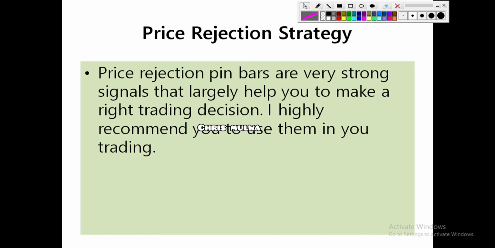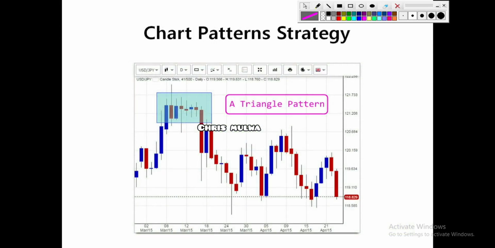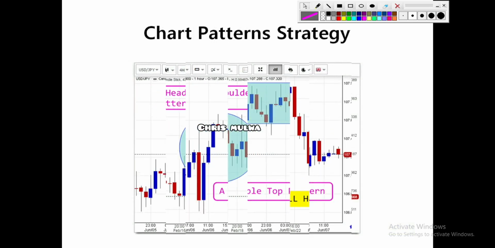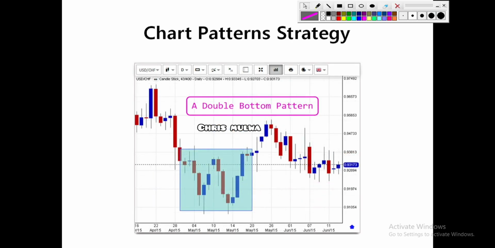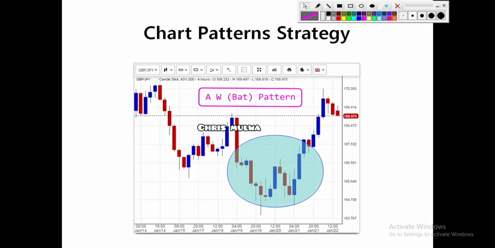I'm trying to take you back to where we left off. We looked at the BAT strategy, that is the W, and this was the last part that we covered in our previous video about the W or BAT pattern in Forex.